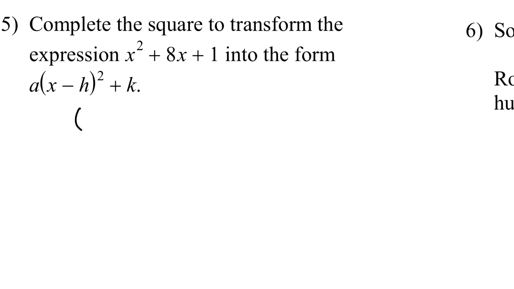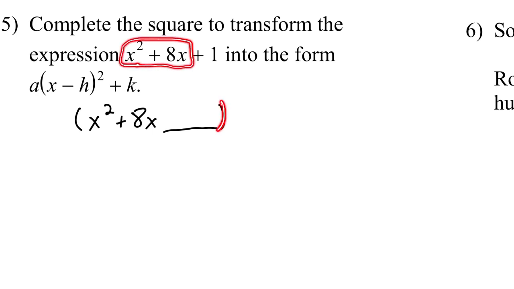I break the equation into the first two terms with a blank inside parentheses. So notice I just took these two terms, I put them inside parentheses, and I left a blank. And then I take the last term, the plus 1 here, the constant, and put it outside parentheses, and then another blank. So I've just set up the expression in such a way that I'm going to be able to complete the square more easily.